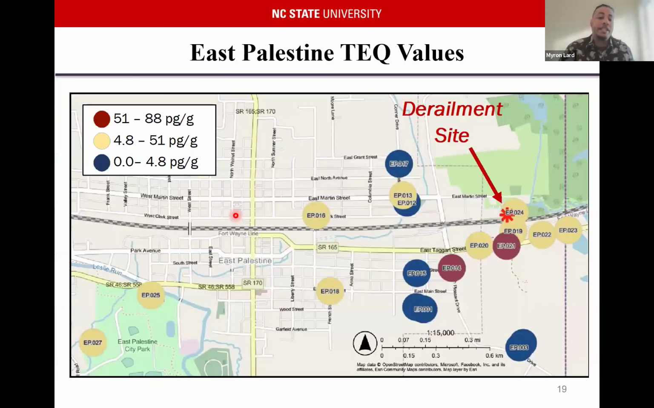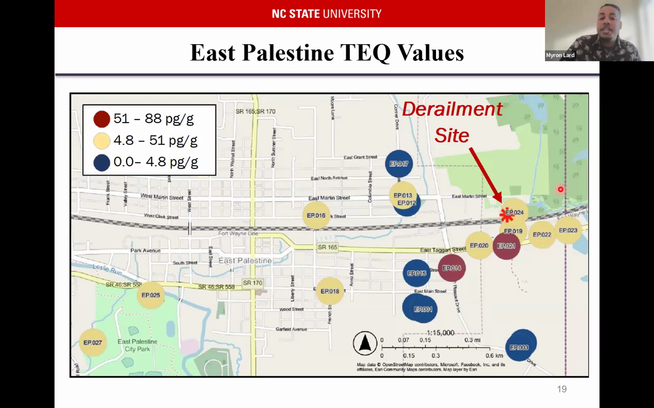When we look at the results, we can see that we have some elevated levels of, these are our dioxin and furan TEQ values. We look at the derailment area, or the restricted area, as we refer to it. We can see that all of our samples collected in the restricted area were at least in this yellow category, and our highest value was actually in the restricted zone as well. These yellow values are values that returned above the cancer regional screening level of 4.8, but below the non-cancer level of 51. Red values are above the non-cancer level of 51. And then blue values are below the cancer regional screening level.